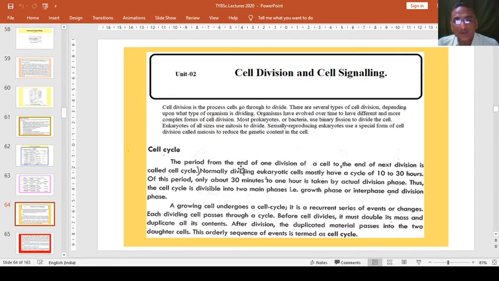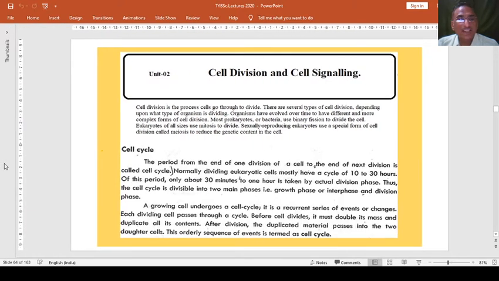The period from the end of one division of a cell to the end of the next division is called the cell cycle. It means one cell which requires its division and forms two different cells, this whole period is called a cell cycle. Once again, the period from the end of one cell division to the end of the next division is called the cell cycle.